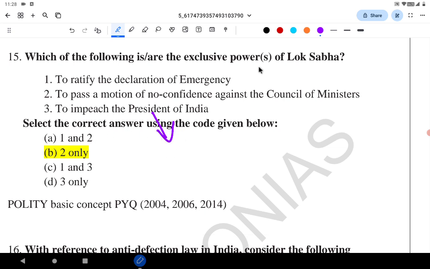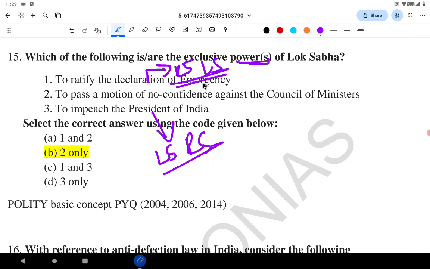Again, even in this question, it's a comparison: which is an exclusive power, which is not exclusive. Here, both Lok Sabha and Rajya Sabha have power. Declaration of emergency has to be ratified by both Rajya Sabha and Lok Sabha within a month of the President proclaiming the emergency. So the second statement is correct, no confidence is correct. Again, these are basic concepts; questions related to emergency, president power, no confidence were asked in PYQ in 2004, 2006, 2014.